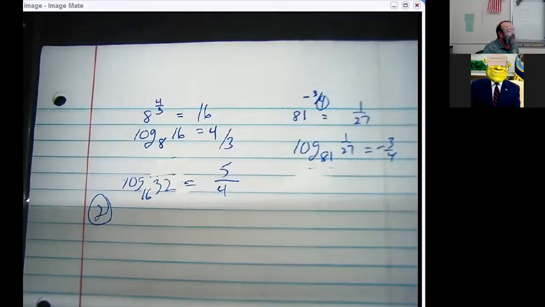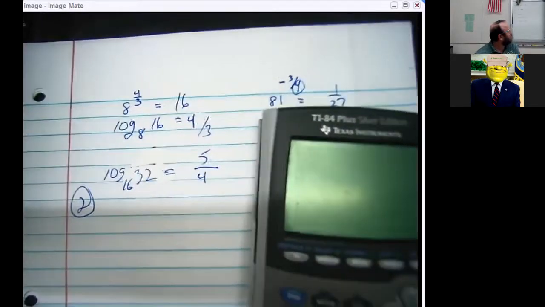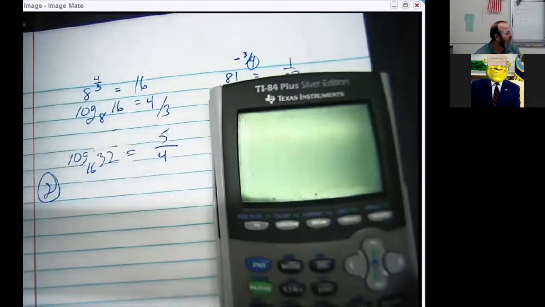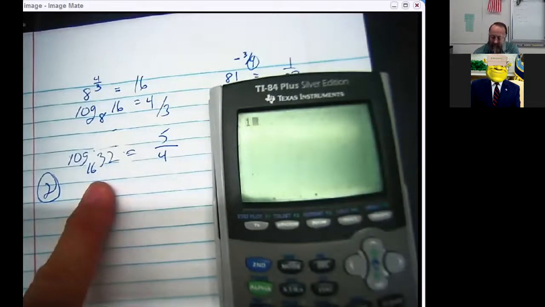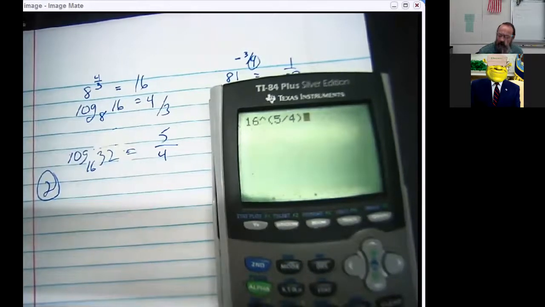So could I check this answer? If I was taking a test, how could I check to see if I did this right? What's the base? Base is 16. I'm telling you the exponent is 5/4. And what should the answer therefore be if I hit enter? It better be 32.